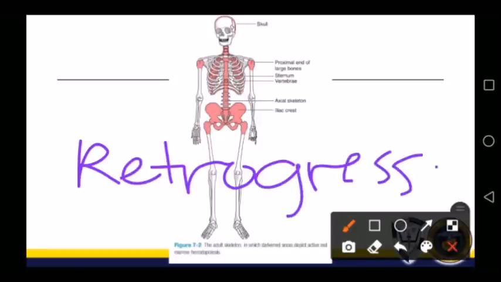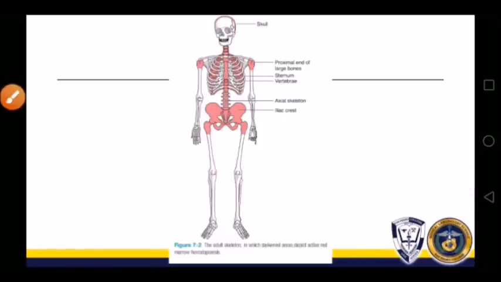Retrogression. So retrogression refers to the transformation of some red marrow to become yellow marrow. When we say retrogression, it just refers to the process wherein the active bone marrow will become inactive and replaced by fats or adipocytes.